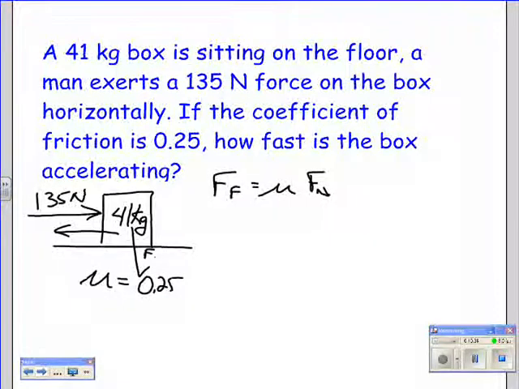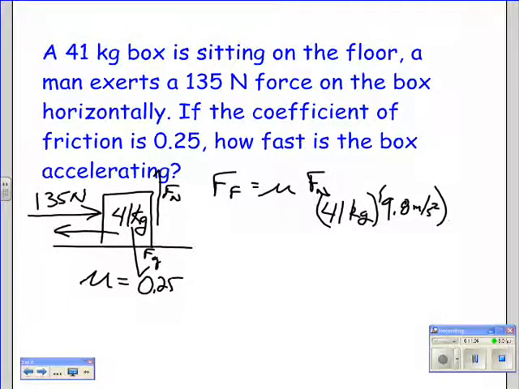Because we got the force of gravity acting down, and we've got the normal force acting up. Normal means perpendicular to the surface, so it's going to act perpendicular to the surface. In this case, the normal force equals the gravitational force. So the gravitational force would be 41 kilograms times 9.8 meters per second squared times the coefficient of 0.25.